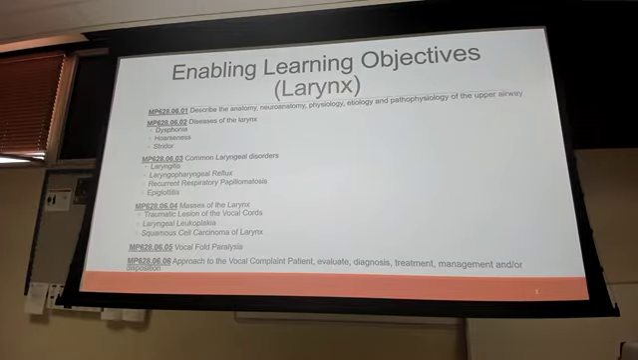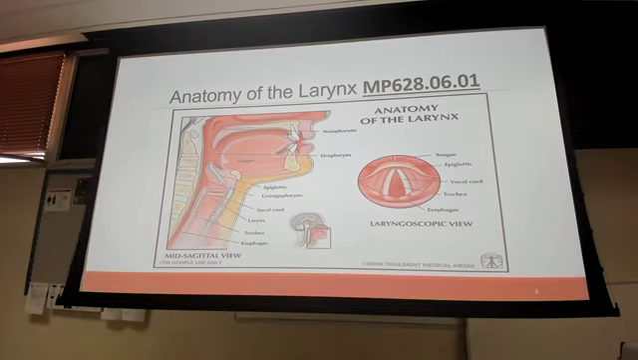All right, these are our enabling learning objectives. And then let's get into a little bit of anatomy and review just so we understand some of the disease processes that we'll go over. So just of note, taking a look at the epiglottis, the pharynx, the larynx, the trachea, the relationship of the esophagus to the larynx, right?